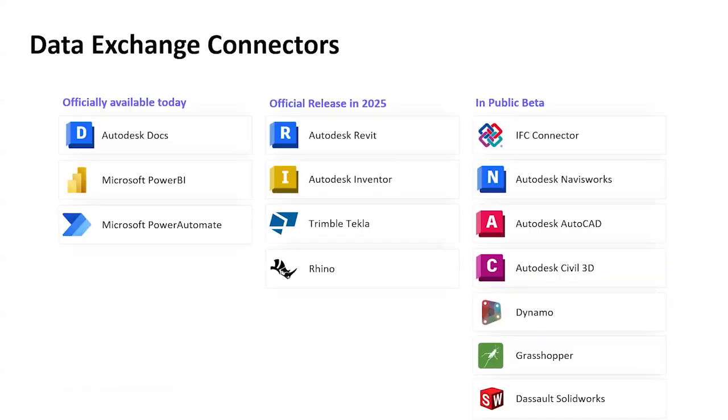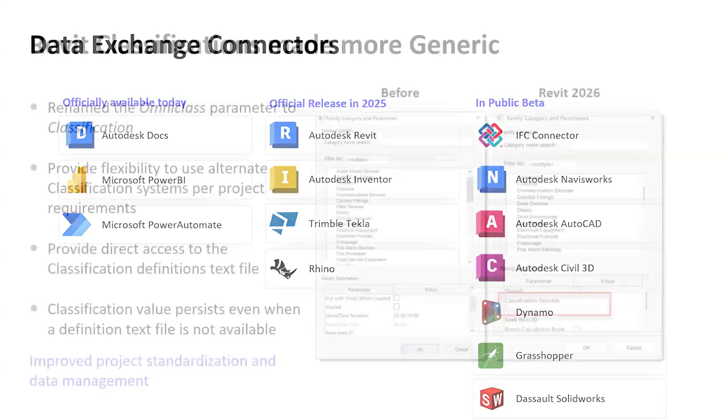This is the roadmap. So there are 3 data exchange connectors available today, 4 more coming this year. So Revit, Inventor, Trimble, Tekla, Rhino, and tons in public beta available for you if you're interested. So that's the Navisworks, the AutoCAD, the Civil 3D, even SolidWorks.